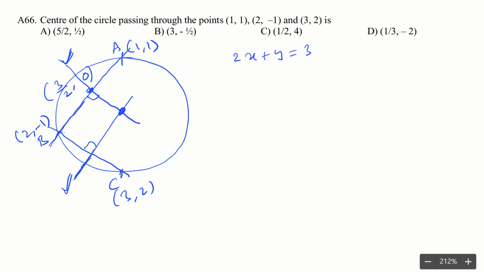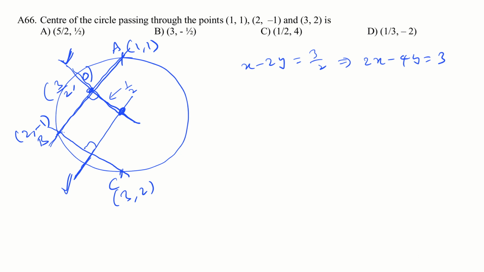Now as this slope is -2, its perpendicular slope will be 1/2. Therefore its equation will be x - 2y = 3/2, or I am getting it as 2x - 4y = 3.